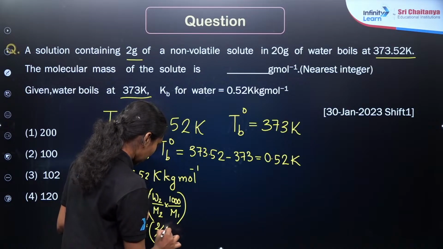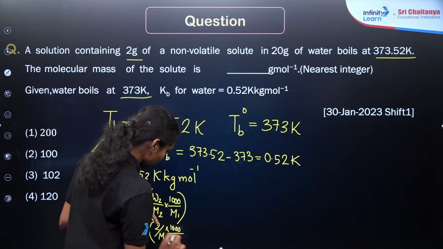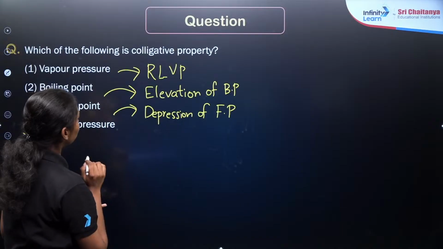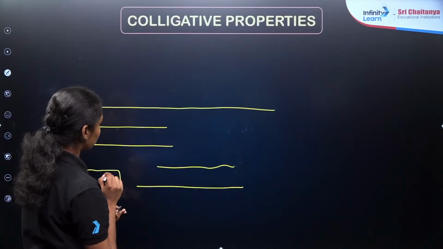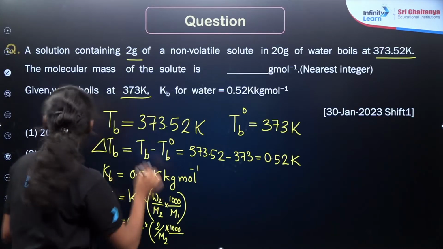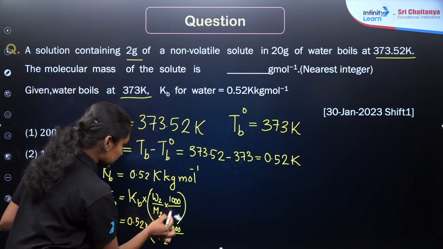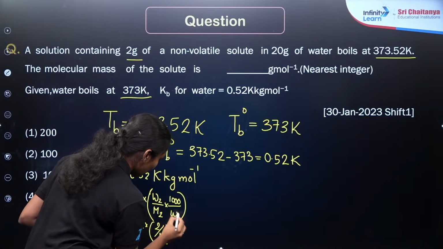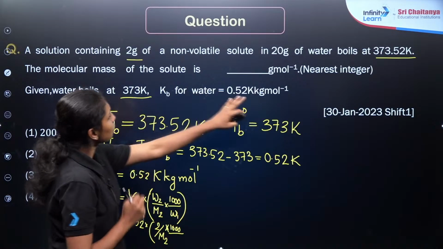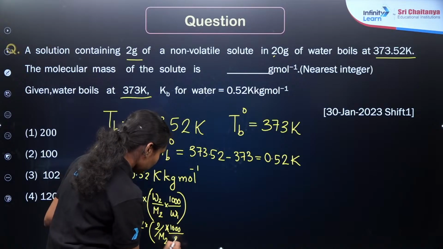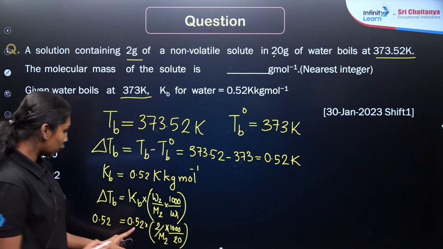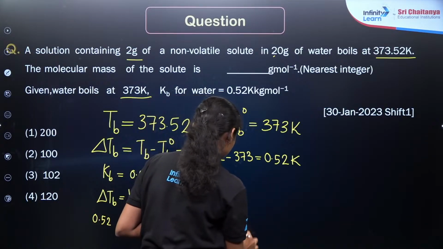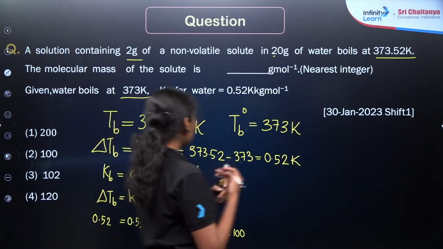M2 we need to calculate, 1000 into... sorry, there is a correction in the equation, it will be W1, right? W1 is the given mass for the solvent. What is the mass for the solvent given here? It is 20 gram, right? If you are solving this equation, you will get the value of M2 is around 100. Clear? So option B, option 2 will be the correct answer here.